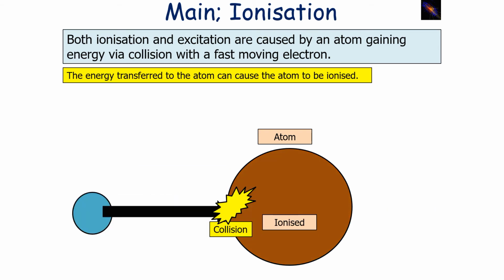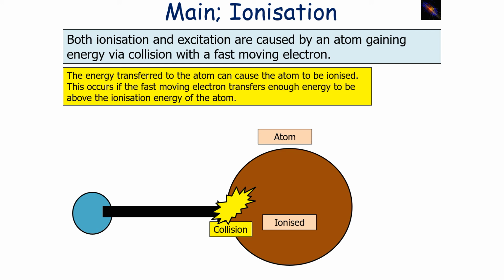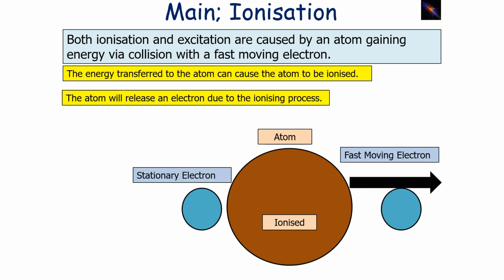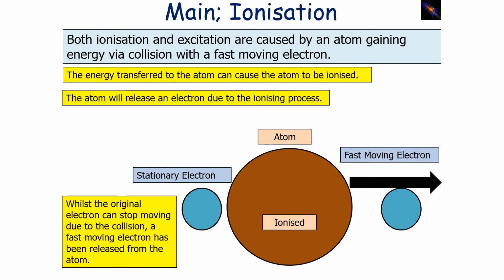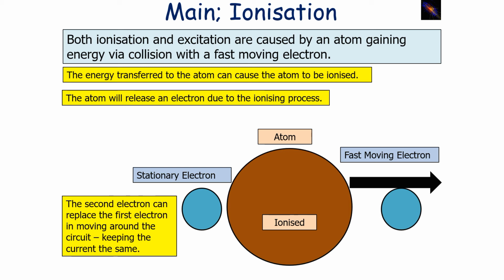Now, ionization is a similar process. An electron can collide with an atom and cause it to be ionized. This occurs if the fast-moving electron transfers enough energy so an electron can have more than the ionization energy of the atom. So this will cause the atom to release an electron due to the ionization process. Whilst the original electron could be not moving after the collision, another fast-moving electron has been released from the atom. So this second electron can replace the first electron moving round the circuit, so the current won't dip.